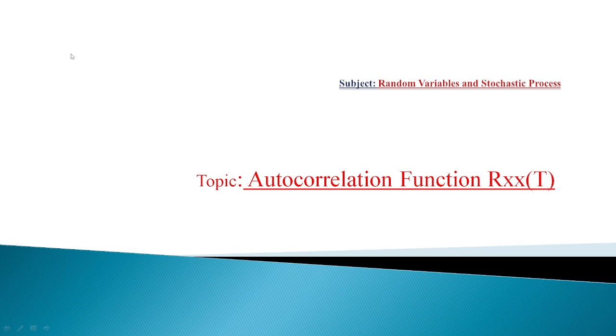Autocorrelation. Autocorrelation is the relation between two signals, or the average of two signals, denoted with Rxx of tau. So I will explain the proof.